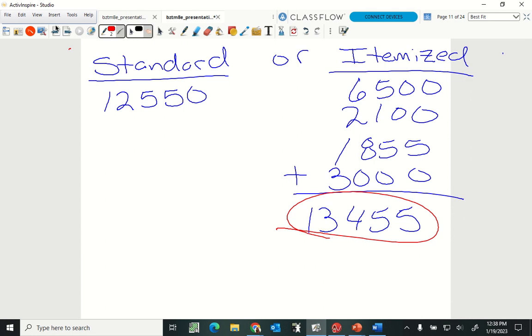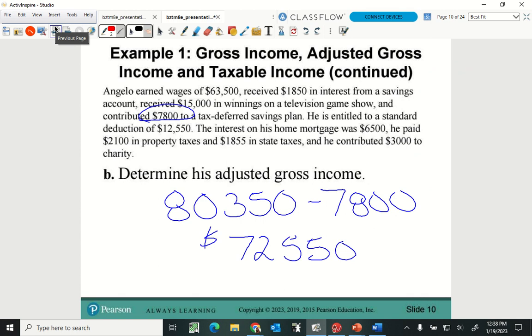You ready? If I pay 10% tax on 80,000, what would it be? 8,035. Very good. But after this adjustment, if I pay 10% tax on this, it's going to be 7,255. So would you rather owe the $8,000 in taxes or $7,255 in taxes? The whole point of this game is to get the lowest taxable amount.